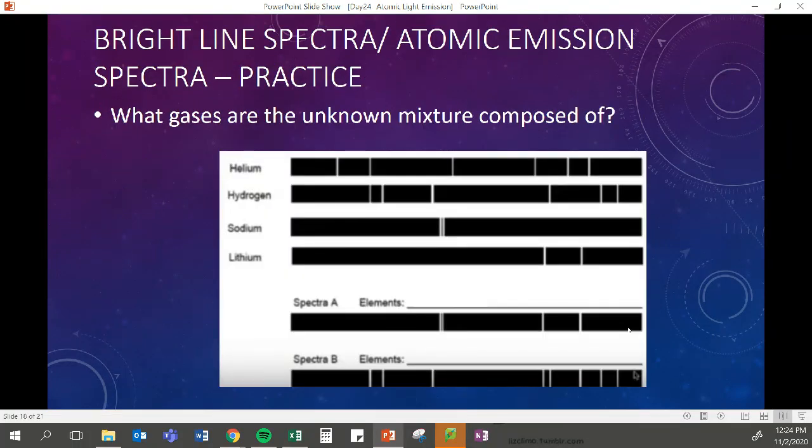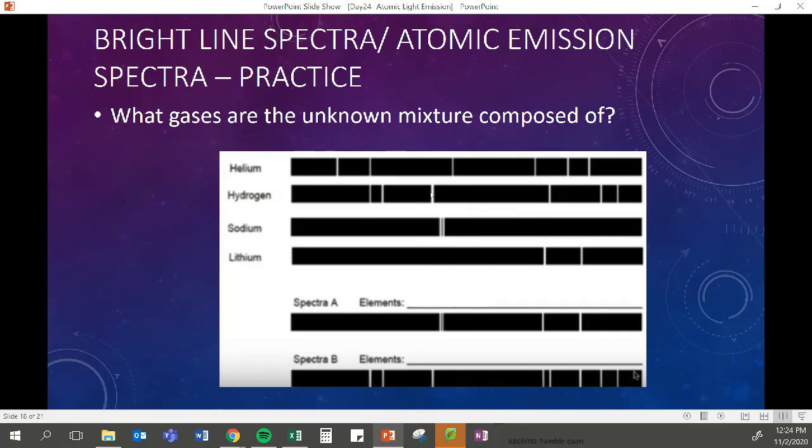Okay, so we can use these spectral lines in order to determine what element it is. So here is an example of helium, hydrogen, sodium, and lithium's spectral lines. So we want to match these to the spectra A. And it's actually got a mixture. So we can look up here and try to find ones that match similar.